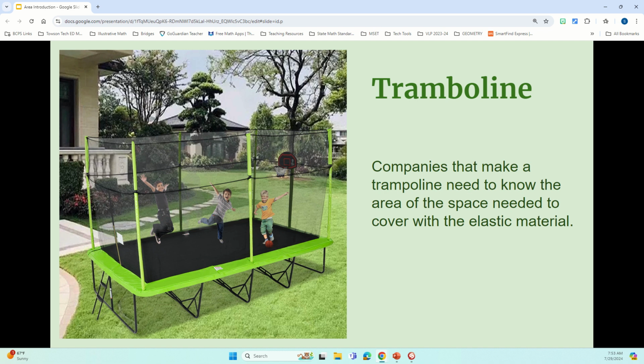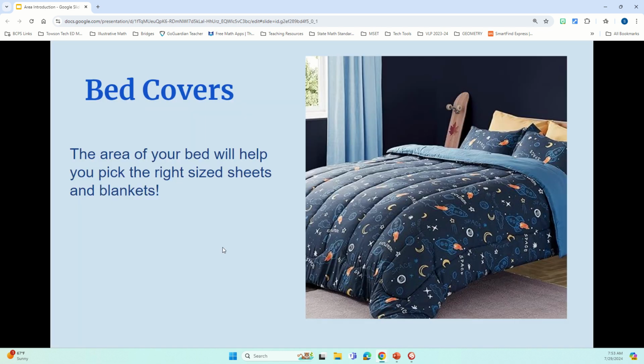For example, in this first image of some kids jumping on a trampoline, the companies that make the trampoline need to know the area of the space that will cover the elastic material so that the kids can jump. So this black space right here is the area of the trampoline.